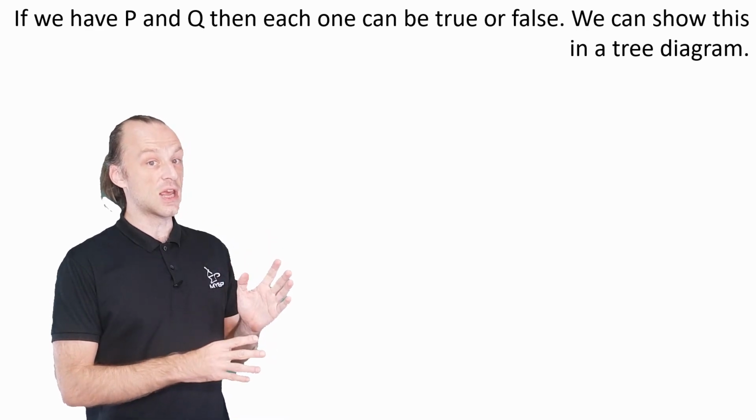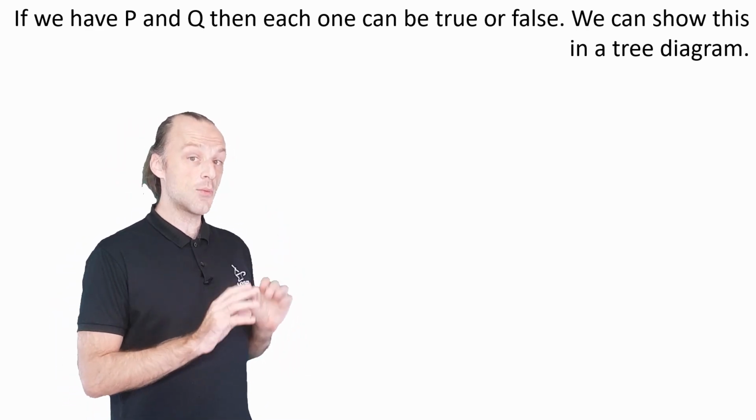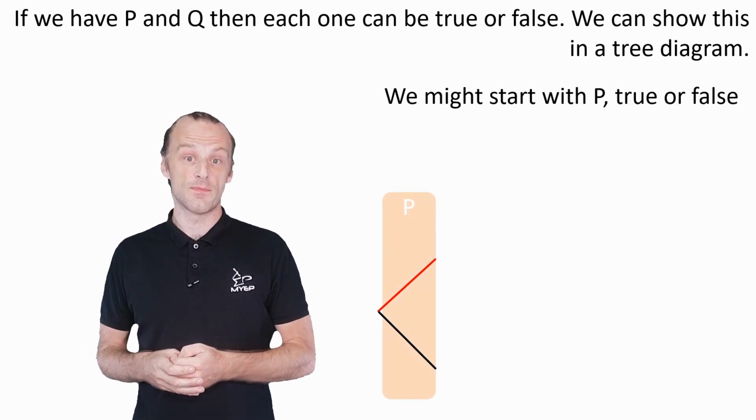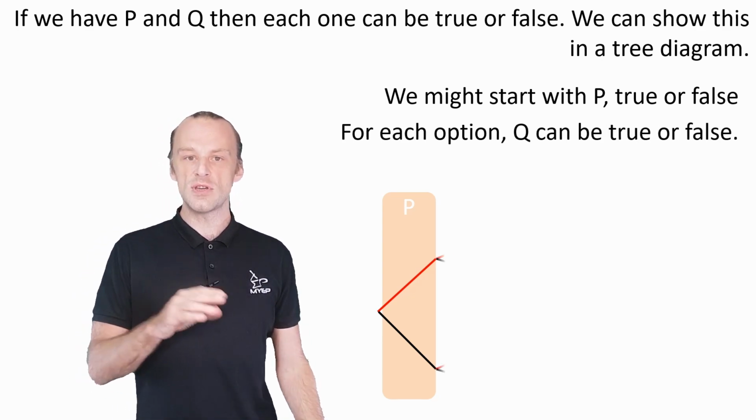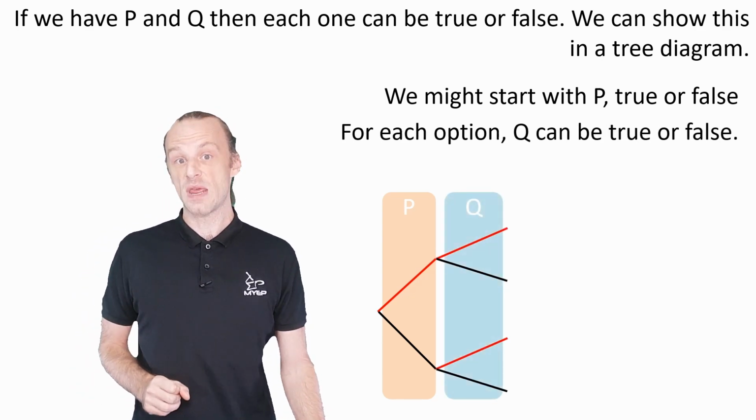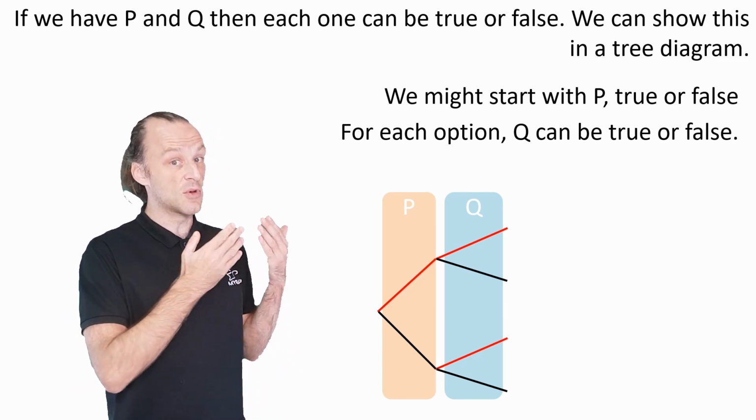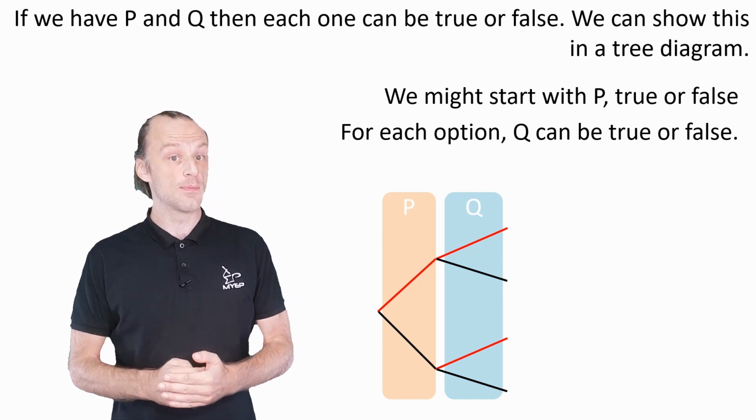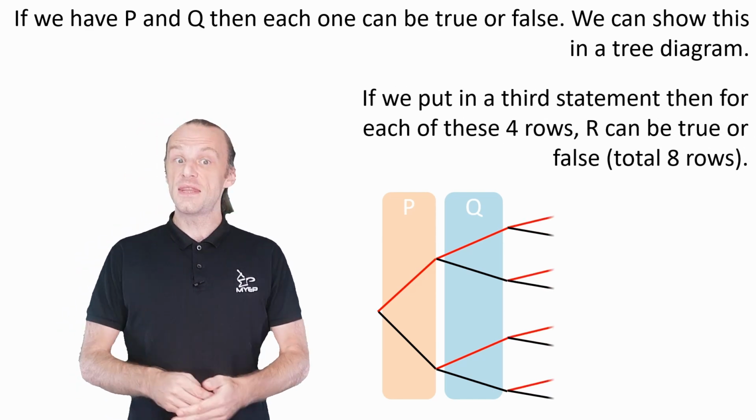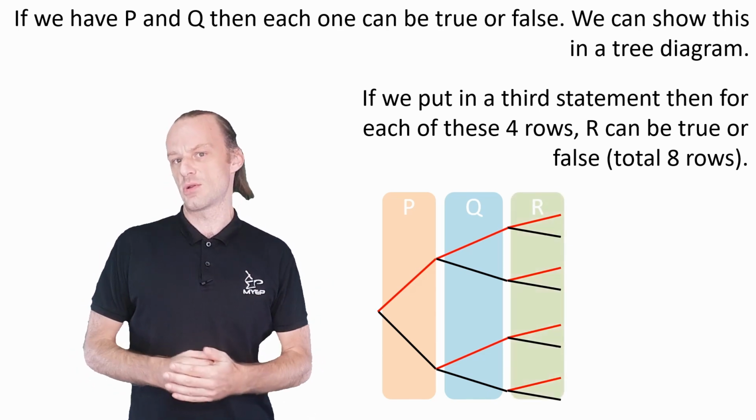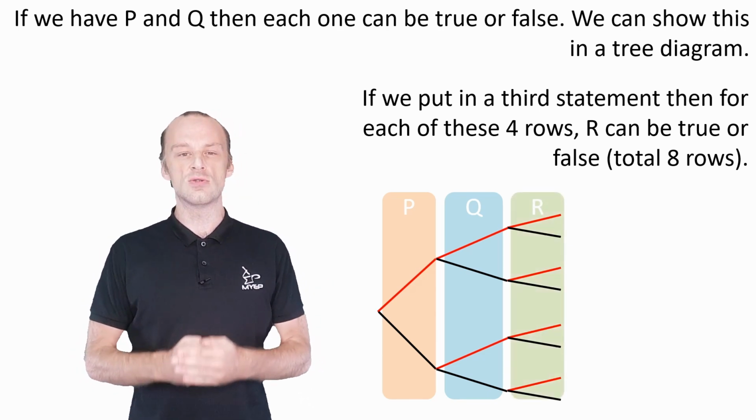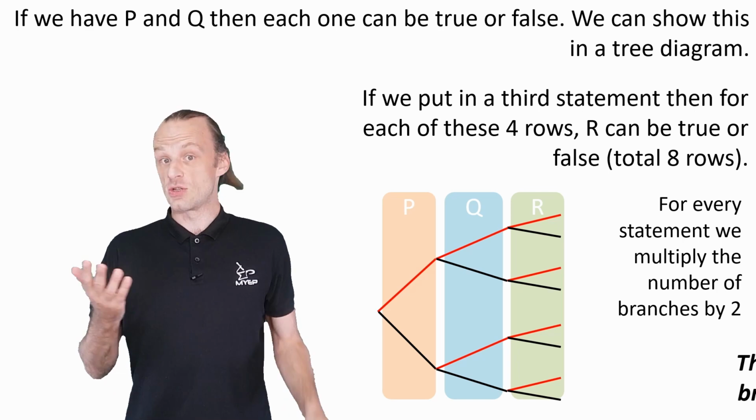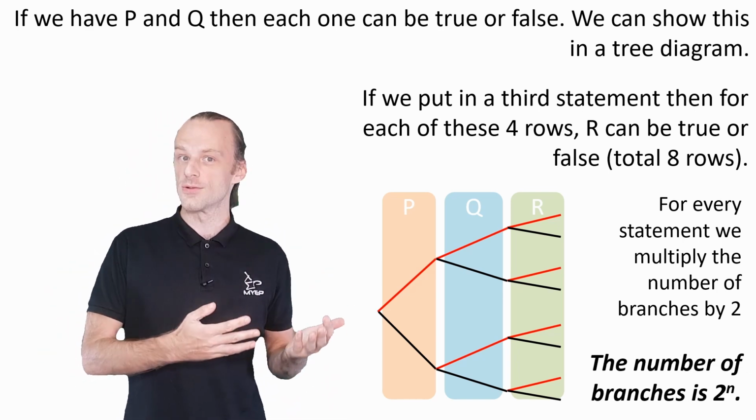We can show what's happening here with a tree diagram. Let's start with P, and we know that P is either true or false, and so that is 2 outcomes. If we move on to Q, Q can be true or false either way, no matter what P was. So that means for each outcome of P, we have 2 outcomes of Q, 4 outcomes altogether. If we add a third statement, R, then this doubles again, so there will be 8 possible outcomes. Every time we add a new statement, we are doubling the number of outcomes. We are multiplying by 2, because there are 2 possibilities, true or false.